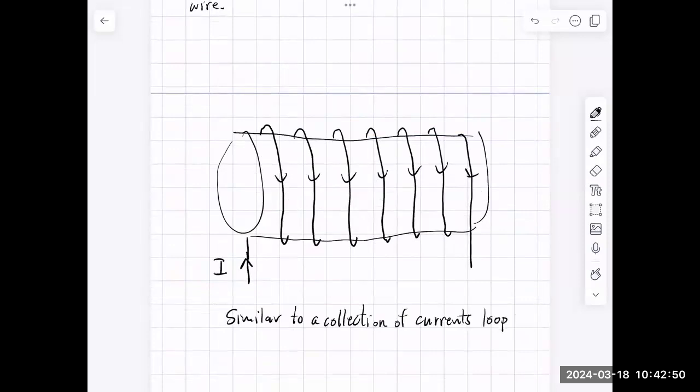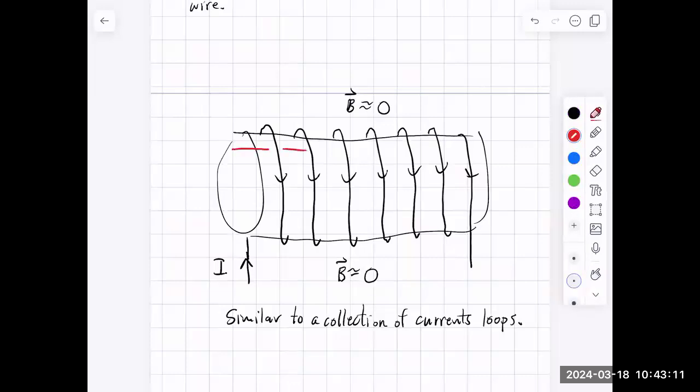And by the argument that we made, outside, we expect the magnetic field to be very weak, because we saw when we have a bunch of current loops collected together, the magnetic field was close to 0 outside. But inside, we're going to have a strong magnetic field, and it's going to look something like this. And so I'll draw a few magnetic field lines here.